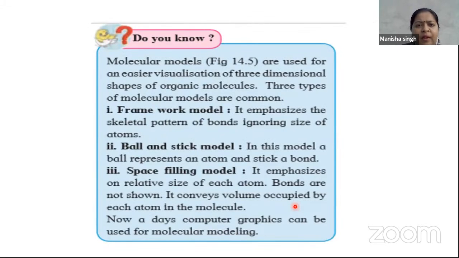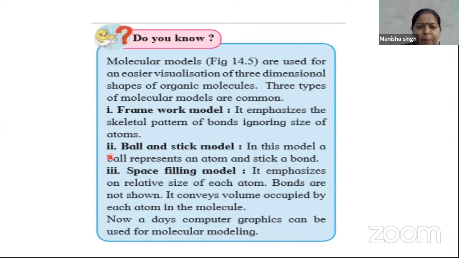Now here, some information about the molecular models is given. Molecular models are used for an easier visualization of the three-dimensional shape of organic molecules. Three types of molecular models are common. The first one is the framework model. It emphasizes the skeleton pattern of bonds, ignoring the size of the atoms.